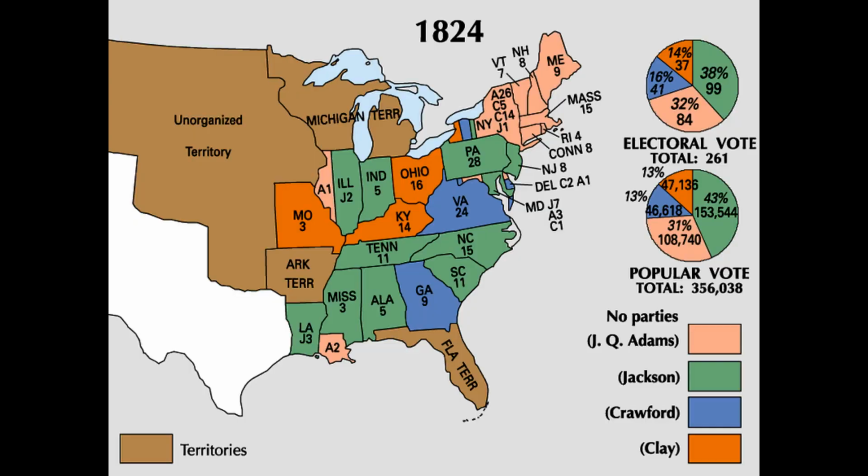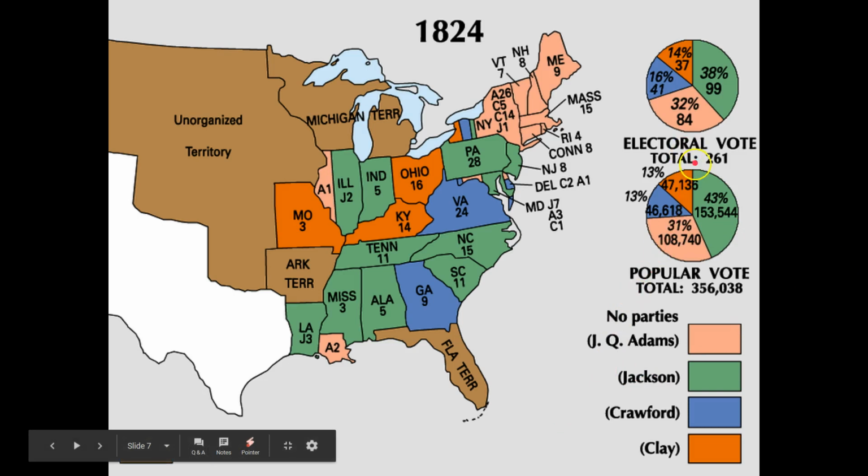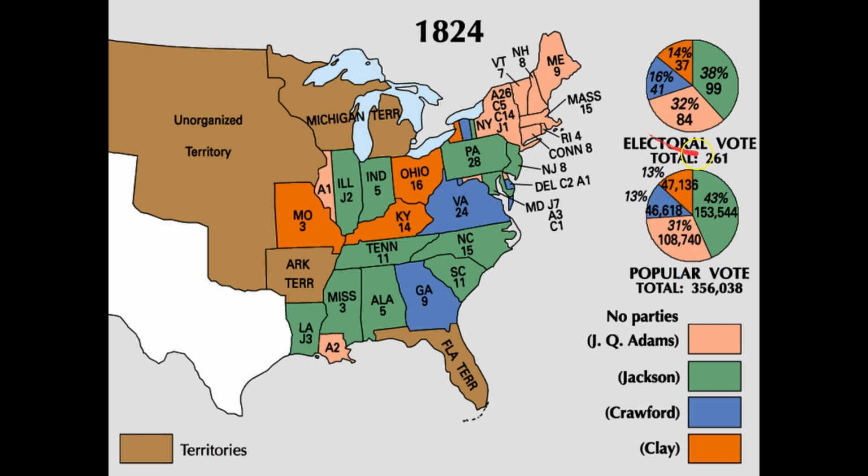Now, here is the electoral map. A couple things you want to look at here is that here is the popular vote. Here are the numbers we just talked about. But look here at the electoral vote, okay? Jackson won 38% of the electoral vote because remember, each state is worth a different amount. And Adams won 32%.